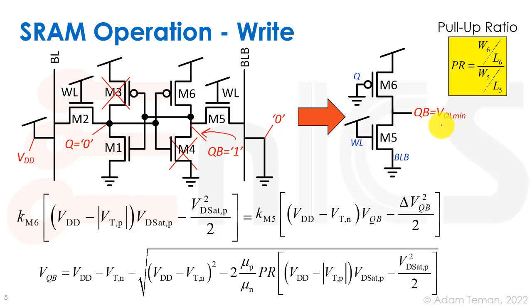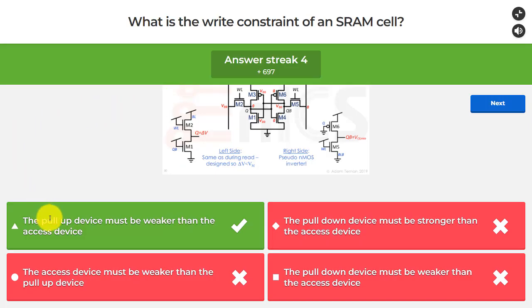So to have VOL min as low as possible, or at least lower than whatever will really flip the sides of this cross-coupled inverter pair, what we want is VOL min to be as low as possible. So M5 has to be stronger than M6, or have a strong access device and a weak pull-up device. So our answer again to what is the right constraint is that the pull-up device must be weaker than the access device. We want a really weak pull-up device.